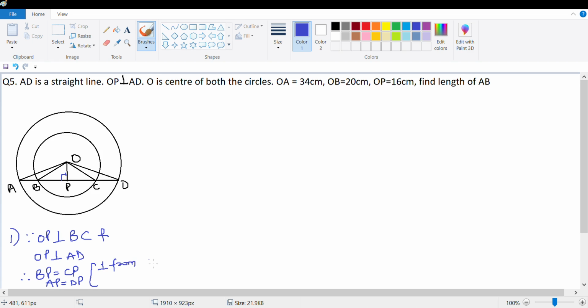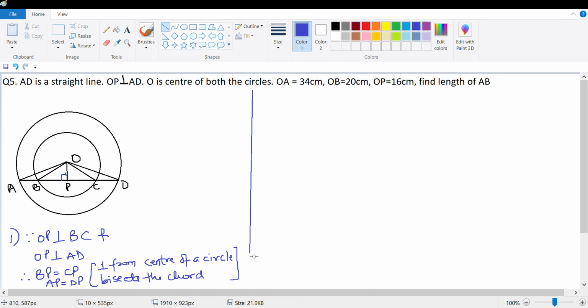Perpendicular from the center of a circle bisects the chord. So in this case, for the bigger circle, AD is the chord, it's bisecting AD. For the smaller circle, BC is the chord, so it's bisecting BC. Which means AP and PD are equal and BP and PC are equal. OA is given equal to 34, which means the radius of the bigger circle is 34. OB is 20, which means the radius of the smaller circle is 20, and OP is 16.